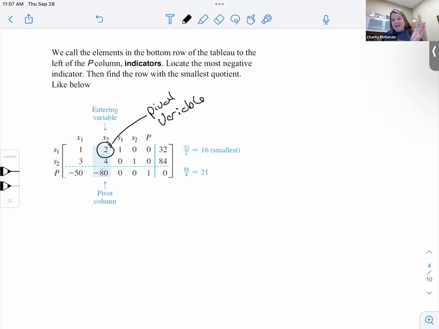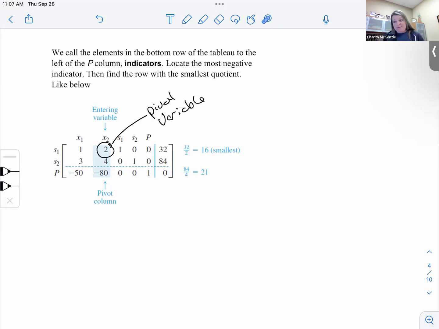Again, most negative on the bottom and the smallest ratio in relationship to the last column and the column for the pivot column. Okay, so you will have to repeat this idea until there are no more negative indicators in the bottom. One thing to note is if you had a negative in here, like -4, you cannot use that as a pivot variable. So you just ignore it.